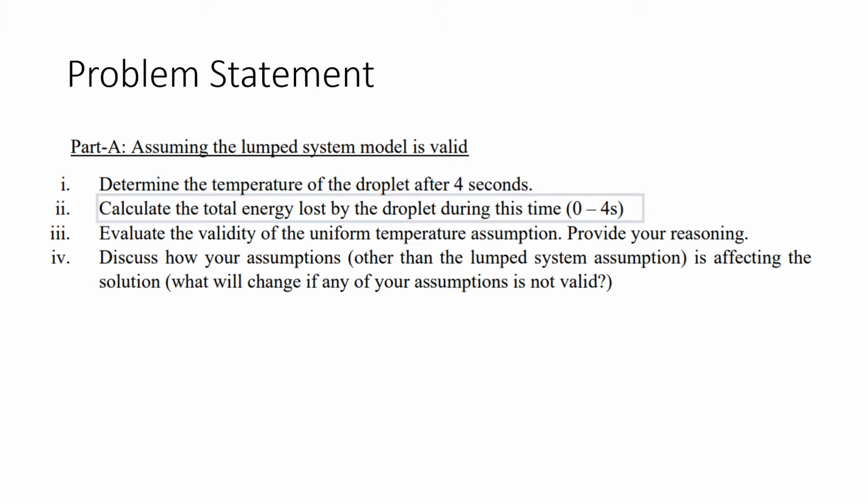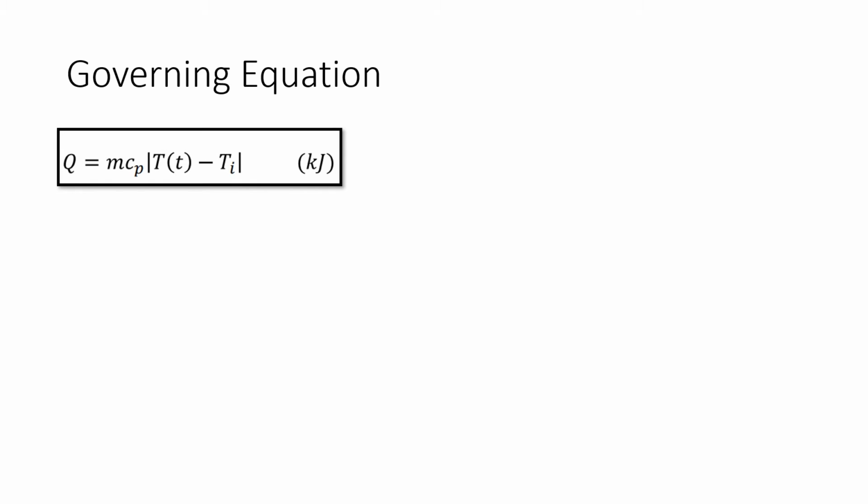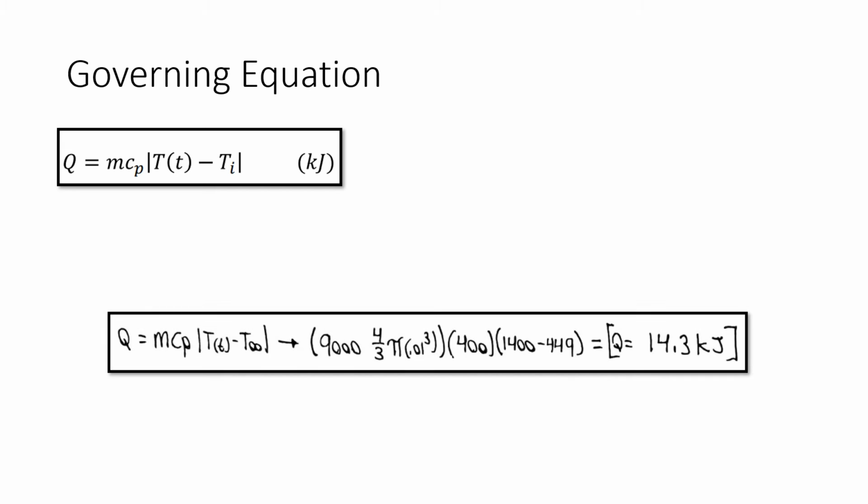So moving on to the next step, calculate the total energy lost by the droplet during this time. So to calculate the total energy loss, we can use this equation here, mc delta T equals Q. We can figure out m by multiplying the density times the volume. We know Cp, and we can calculate delta T. We just got it from the previous step. So plugging in the numbers, we get this. Like I said, density times volume gives us our mass, and we end up with 14.3 kilojoules.